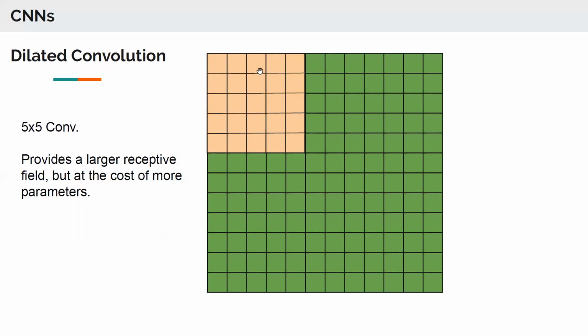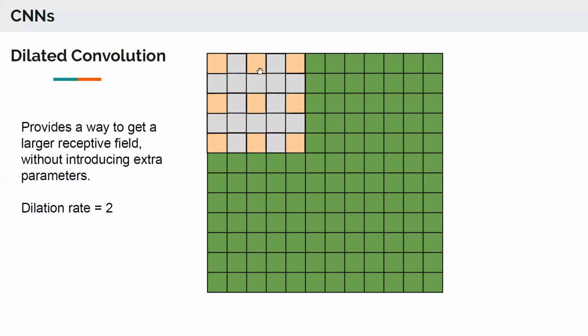So dilated convolutions try to avoid this problem by having a 5 by 5 kernel where there are only 9 learnable parameters and all the other parameters are zeros. Okay, so in fact they take a 3 by 3 kernel and then basically insert zeros in between that matrix. And if they insert zeros like this, then it's called a dilation rate of 2.